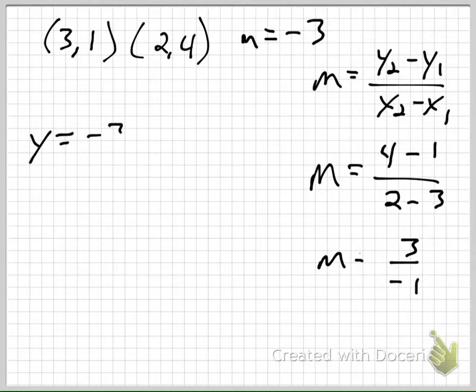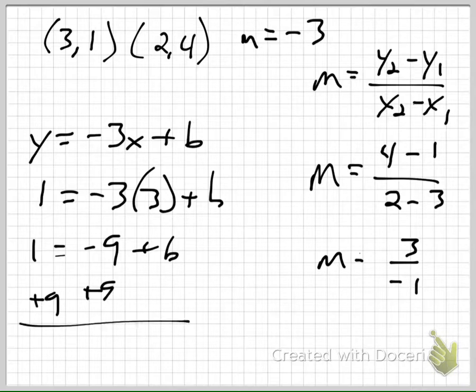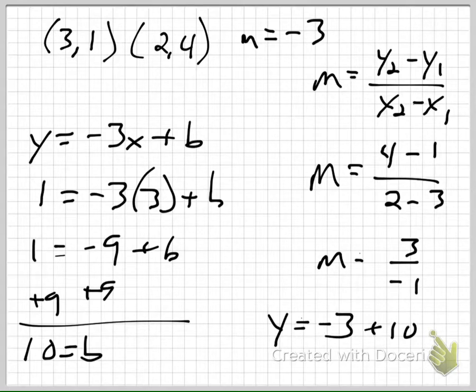Y equals negative 3x plus b. Plug in the first one. 1 equals negative 3 times 3 plus b, so 1 equals negative 9 plus b. Plus 9, plus 9, 10 equals b. So then it would be y equals negative 3x plus 10, right? Agreed?